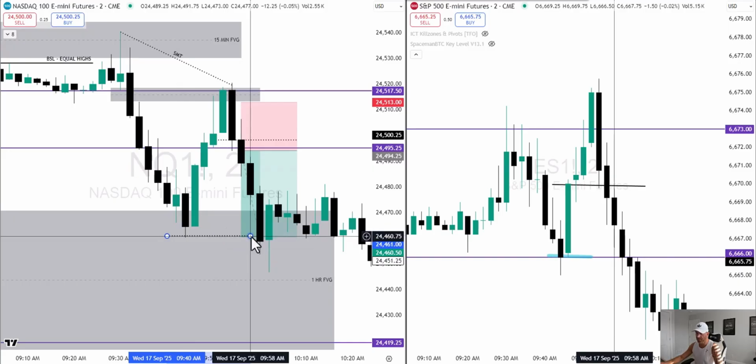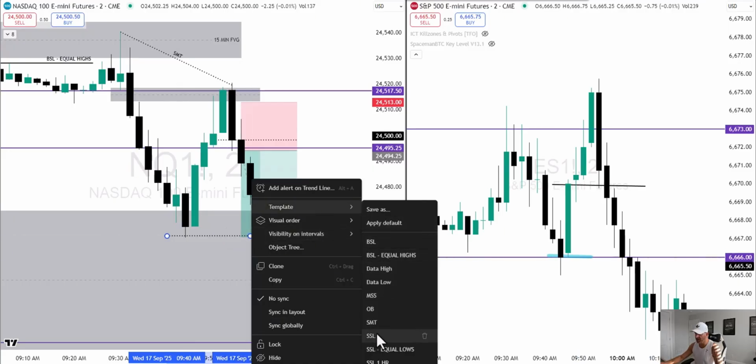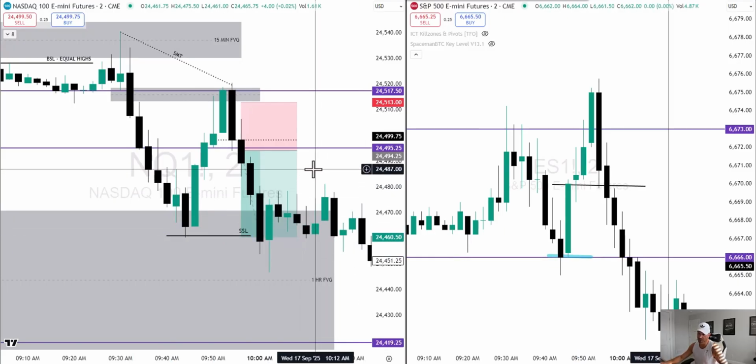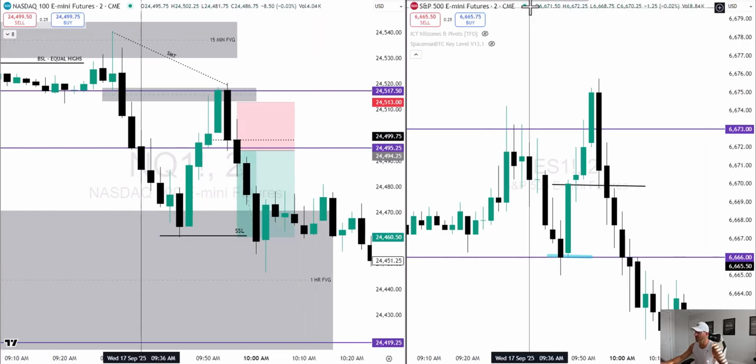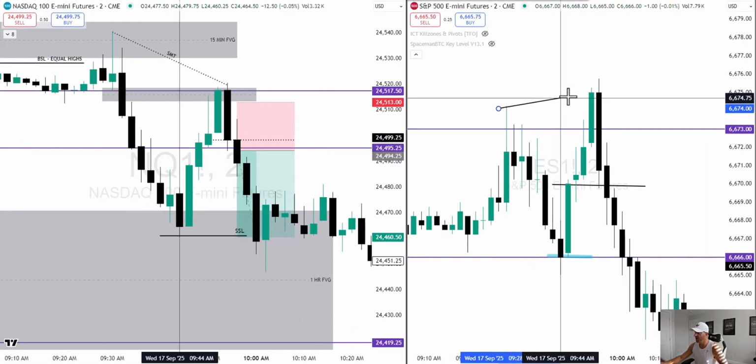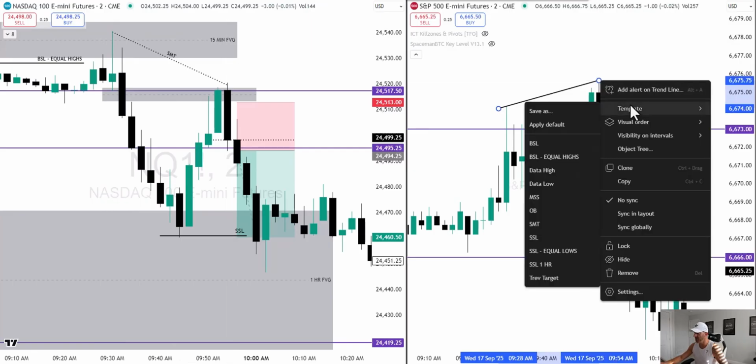Just like that. So that's the rejection sell setup. Okay? That was a nice one. That was a beautiful one. But do you see all the structure that I'm looking at? Do you see the context? Now, we don't need to have all this. I trade these levels without all this context.